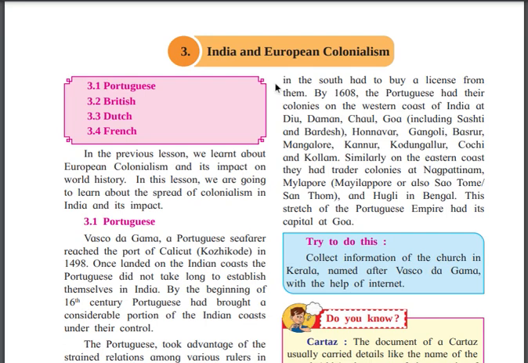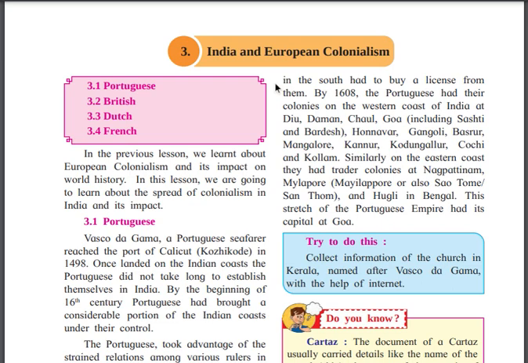Now, in the previous lesson we learned about European colonialism and its impact on world history. Obviously, in the last chapter we learned how the Europeans colonized and what kind of impact they made on those countries. And in this lesson, we are going to learn about the spread of colonialism in India and its impact. From the Indian perspective, we will see how the European colonies spread in India and their impact.